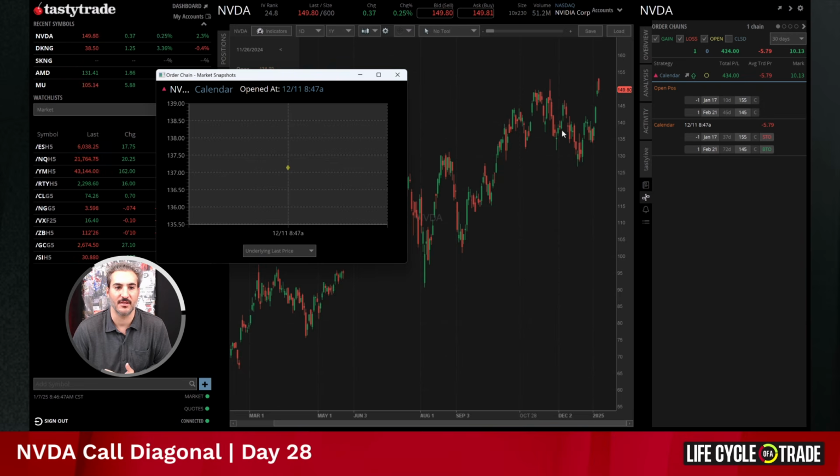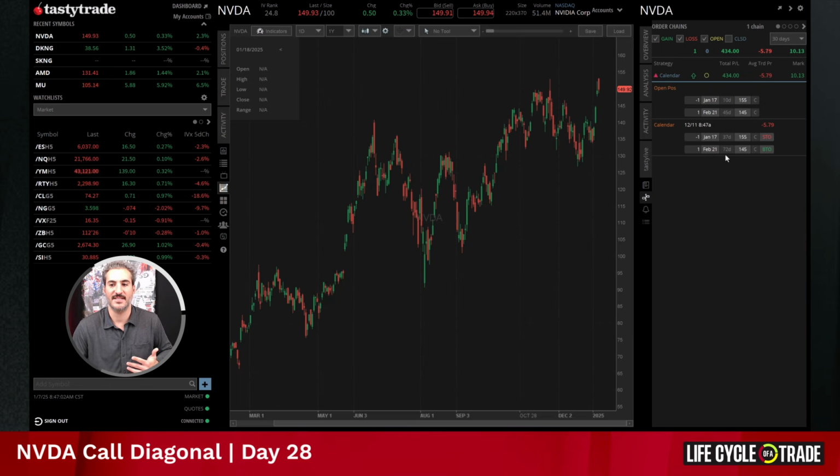We did this on the 11th. So roughly in this range here was when we placed this trade. Stock did go lower, but has had a nice bounce back. When we put this trade on, it was a pretty long duration call diagonal. We did a 72-day for a long option, almost like a poor man's covered call type setup. We sold the 37-day against it, and we did that for a net debit of $5.79.